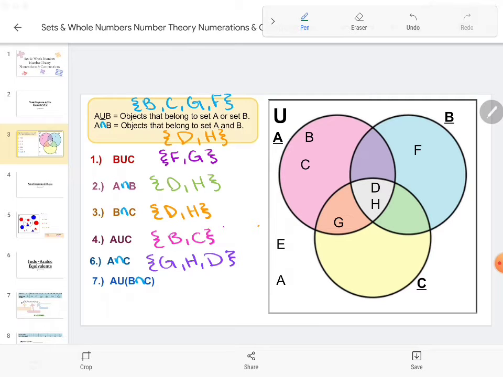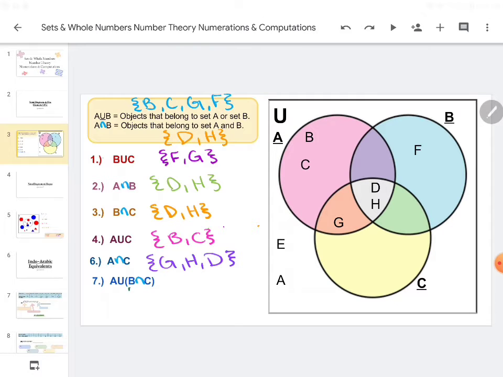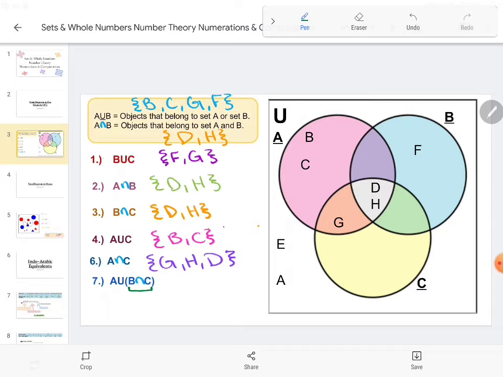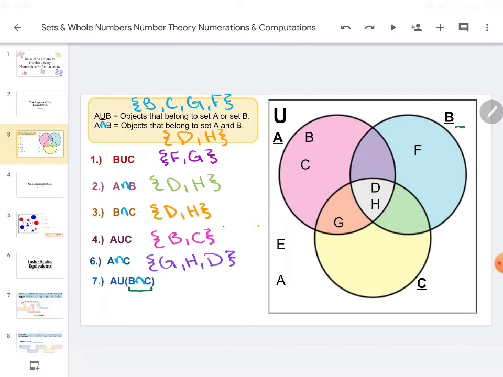We're looking for objects, and we're going to break it down kind of like PEMDAS. We're going to look at our parentheses first. We have B ∩ C, and when we have an ∩, we're basically looking for objects that belong to set B and C. So we're going to look at set B, set C, and we're wanting to find the letters in this section right here where they are shared.